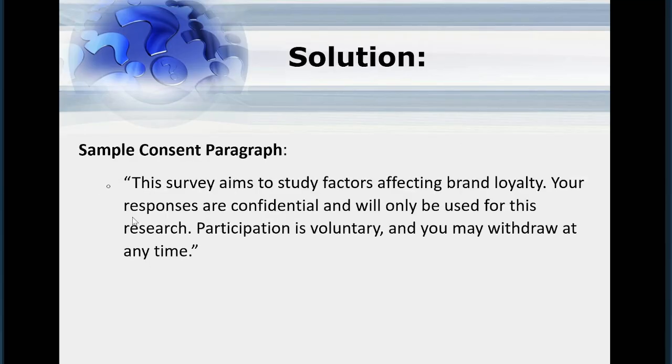So, a sample consent paragraph could be: this survey aims to study factors affecting brand loyalty. Your responses are confidential and will only be used for this research. Participation is voluntary and you may withdraw at any time. Clear consent enhances trust and ensures ethical compliance.